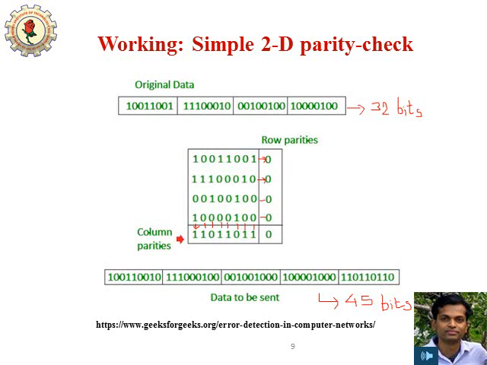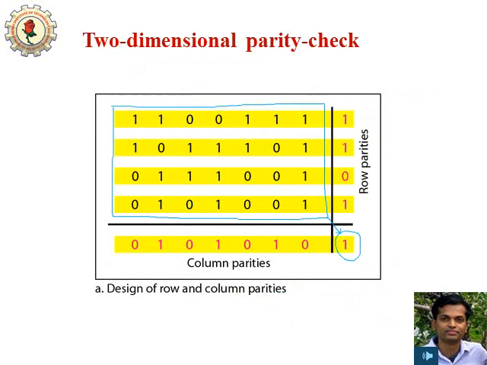If 5 blocks each have 9 bits, that is a total of 45 bits. Initially we had 32 bits. Now after including the parity bits, we have 45 bits. Now this slide shows a bit more detail on how the two-dimensional parity is working.